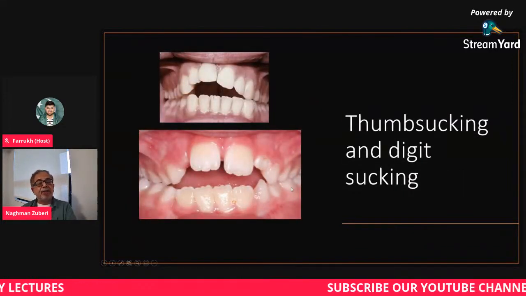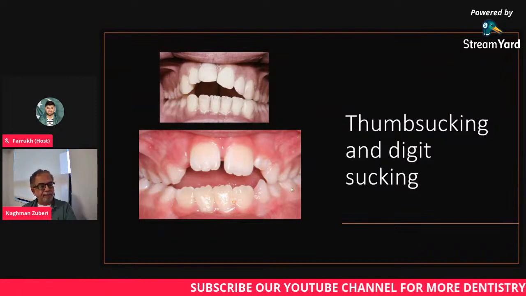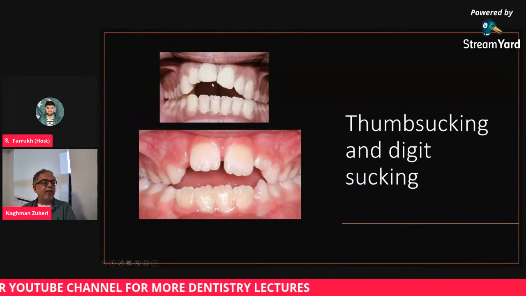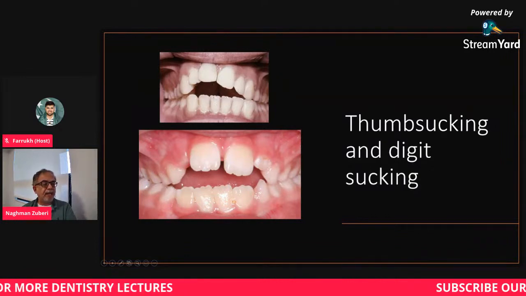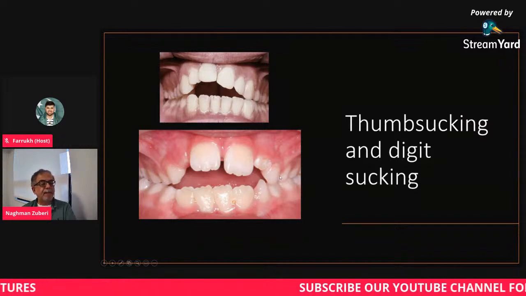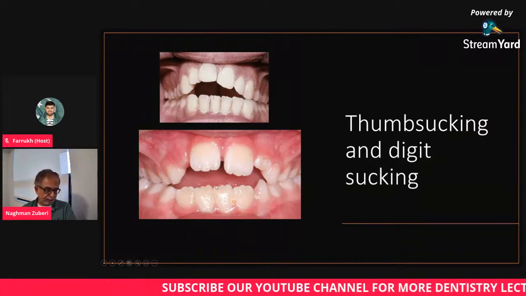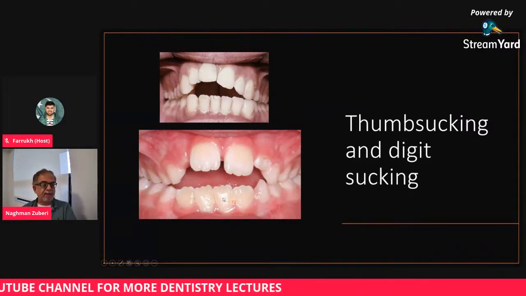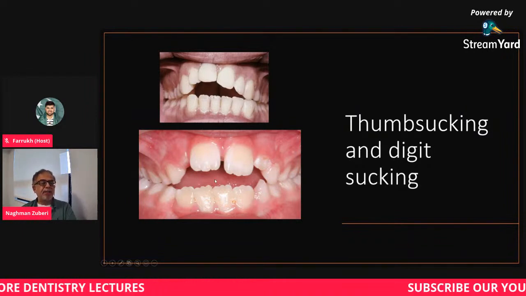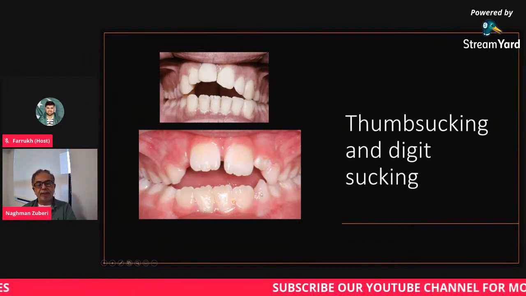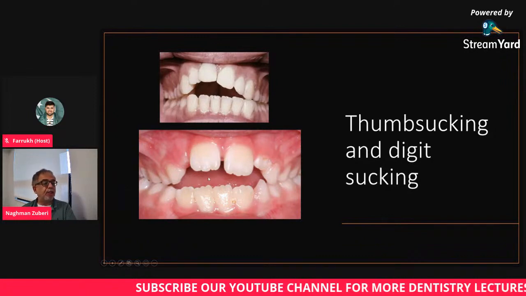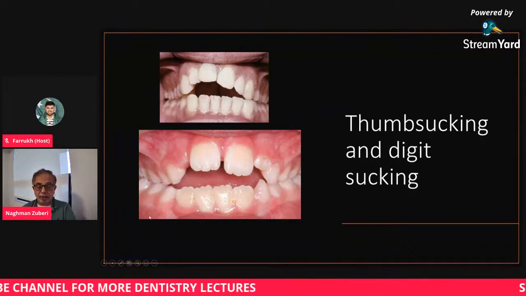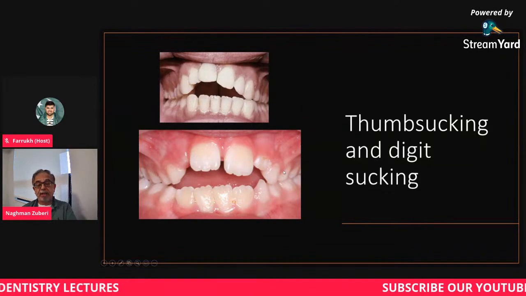Thumb sucking and digit sucking are a very big problem. Persistent thumb sucking will lead to anterior open bite, and at times there will be a posterior crossbite along with the anterior open bite. If the habit is stopped at an early age, there is a chance that the anterior open bite will self-correct. But the constriction of the palate cannot self-correct, and it will lead to functional crossbite. It needs to be tackled immediately.